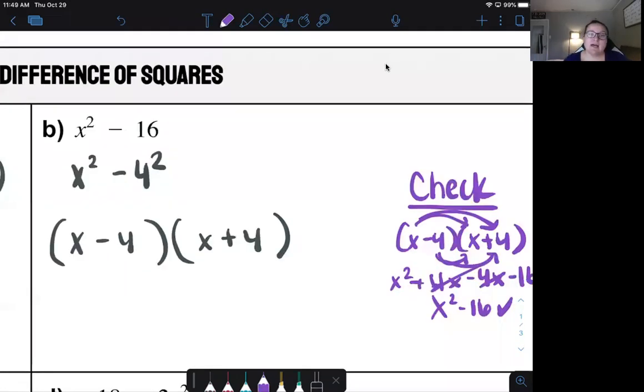So as you can see, I rewrote 16 as 4 squared. So I have x squared minus 4 squared. So my factors are x minus 4 times x plus 4.